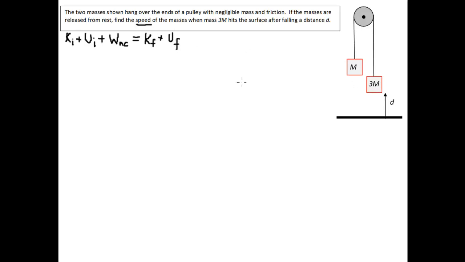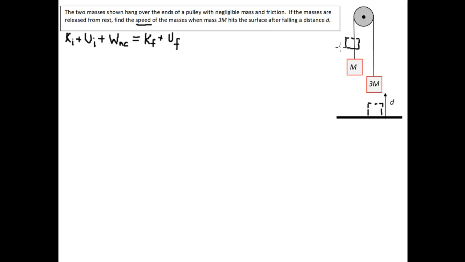The initial configuration is easy, that's what we have in the picture. For the final configuration, I'll indicate the positions of these masses using some dotted lines. Mass 3m will have hit the surface, so that's the final position, and mass m will have gone up a corresponding distance, so it will be a little bit higher than it started out. Those two represent the final configuration.